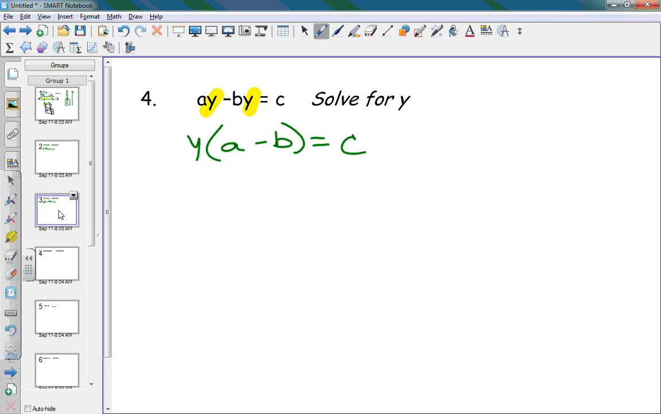Now, which method would I really prefer you to get used to? Fishing. I really want you to start factoring out. You're going to hear that word factor. When I say factor, that means you're going to pull out what's in common. So I'm going to continue on with this example.